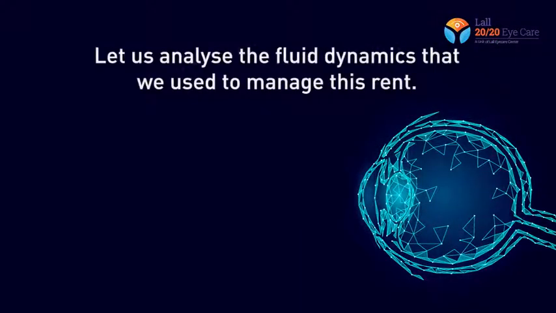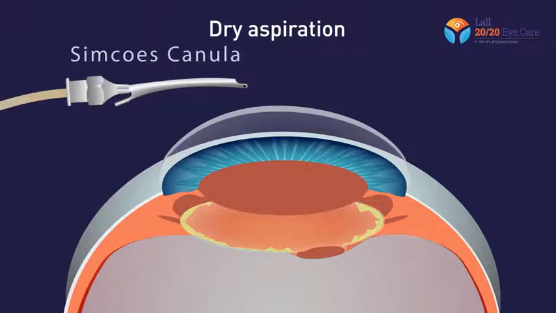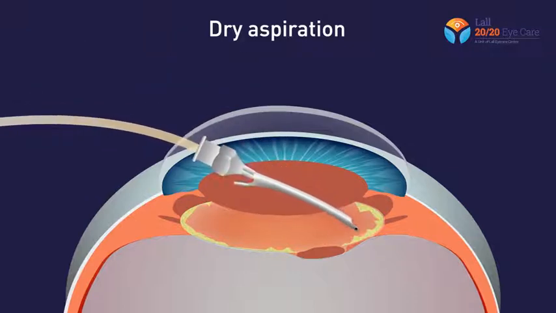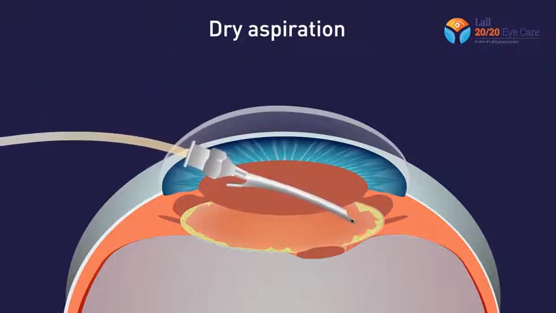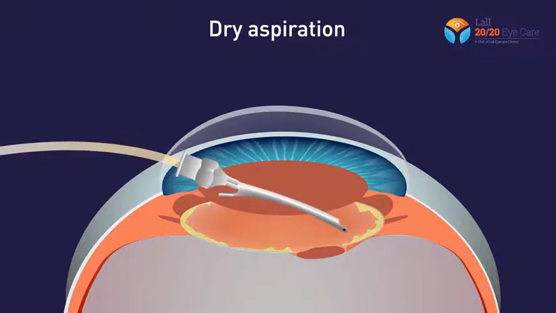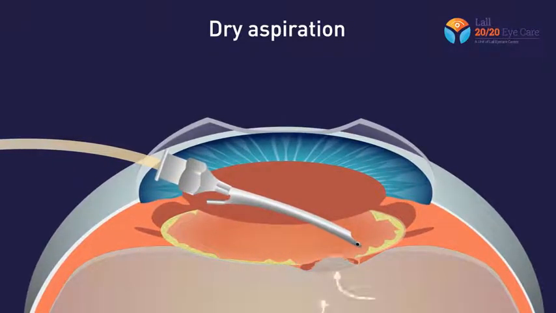Friends, now let us analyze the fluid dynamics that we used to manage this rent. This animation shows our option 1, that is the dry aspiration with Simcoe's cannula. As we do dry aspiration, the cortex is aspirated, there is no inflow. This creates a vacuum and negative pressure, leading to anterior chamber collapse. The cornea dips down, the posterior capsule comes up, and the vitreous rushes into the anterior chamber. Once the vitreous is mixed with the cortex, the story is totally different.